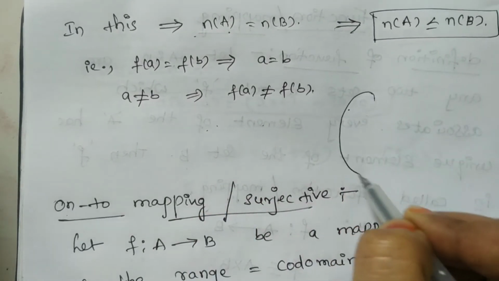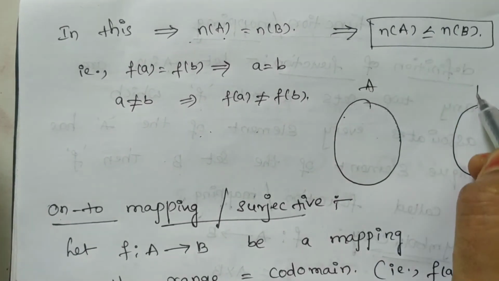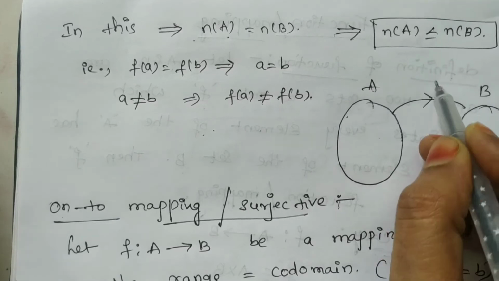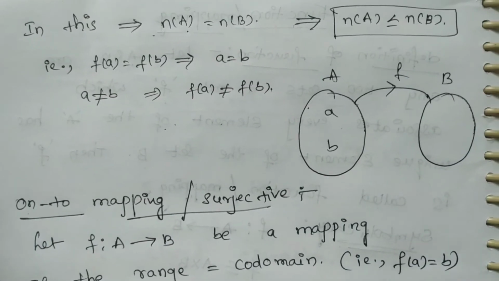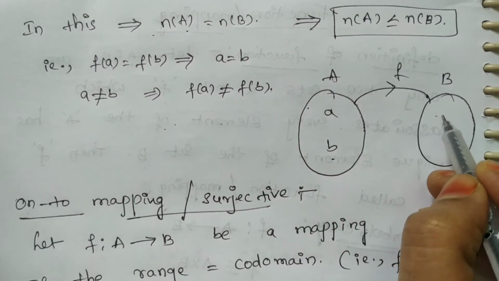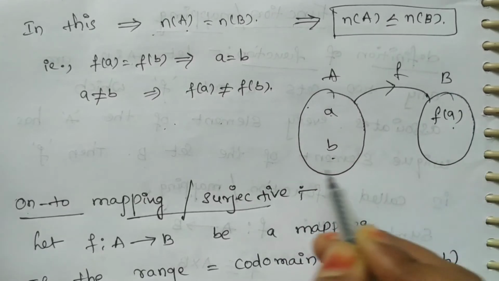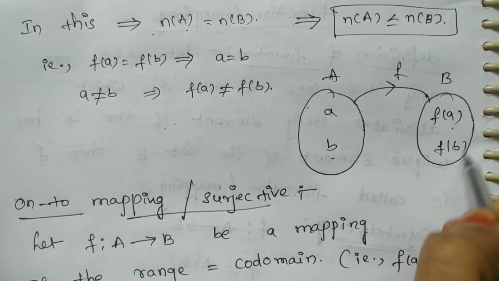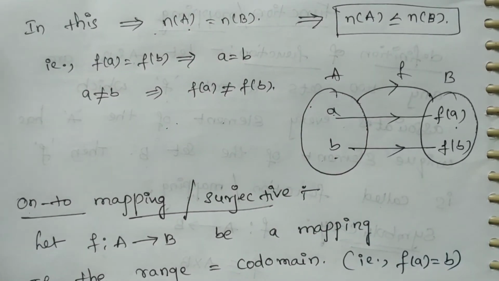So let us see the mapping. This is A and this is B, connected by the function f. Here a and b are elements in A, and there exist different images in B. That is, the image of a is f of a, and the image of b is f of b. Both are connected to each other. So this is known as a one-to-one function.